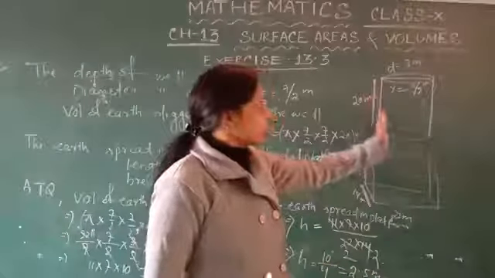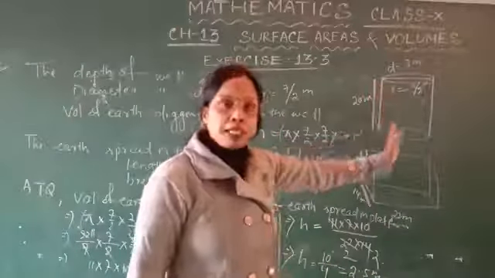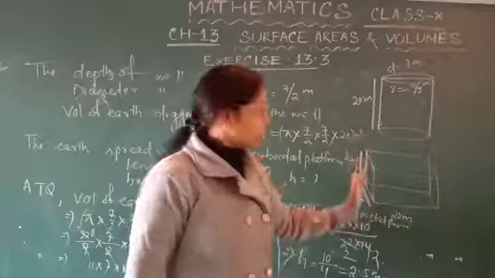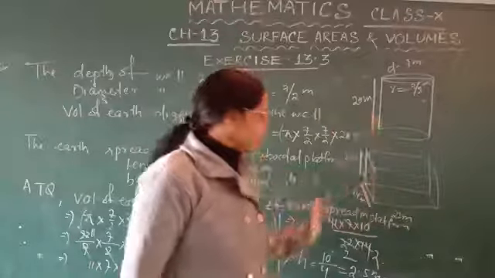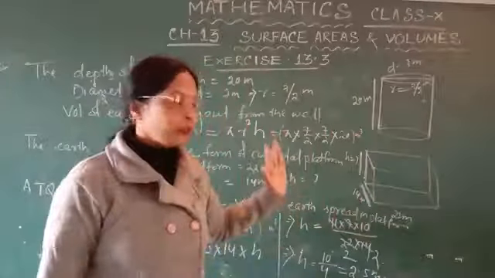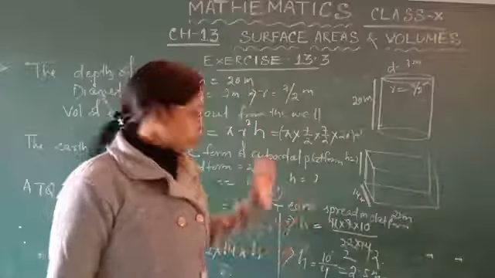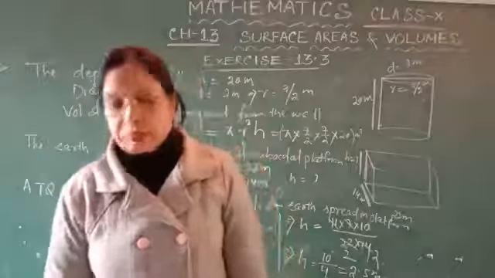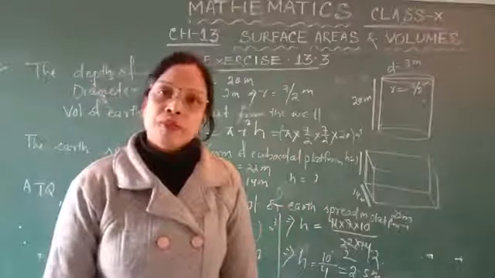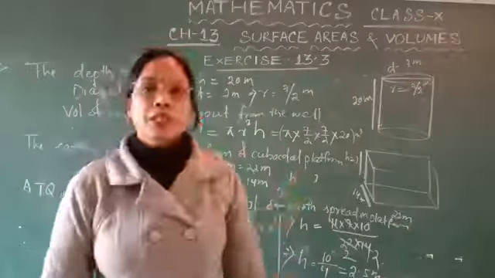The earth dug out from the well is equal to the earth spread in this platform having length 22 meter and breadth 14 meter. That platform has height equal to 2.5 meter. So I think all of you understood.